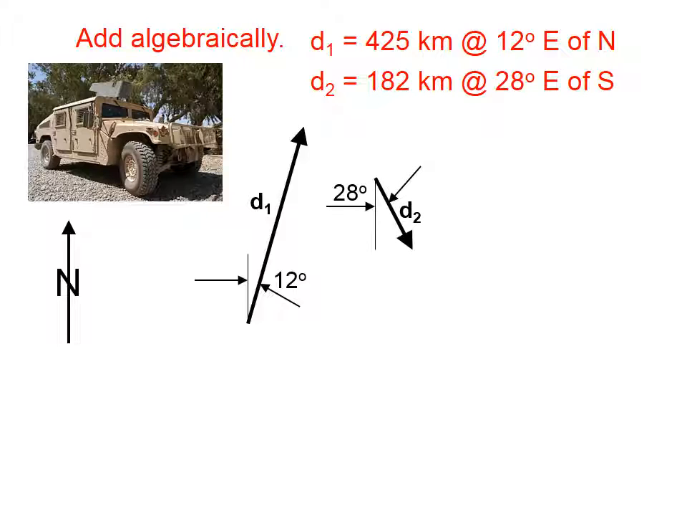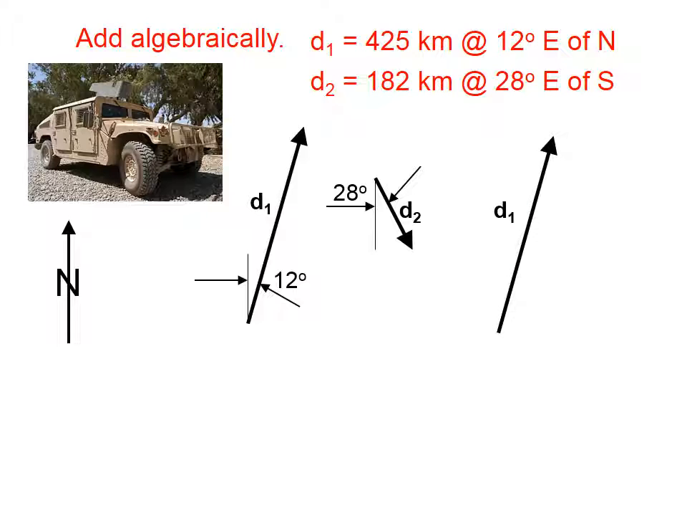We're going to do the same thing with vector d2. The direction for that vector is 28 degrees east of south. Check out our little picture here. South would be straight down. 28 degrees to the east would be right there. That vector is much shorter because it's only 182 kilometers instead of d1, which is 425. I'm just eyeballing these at this time.